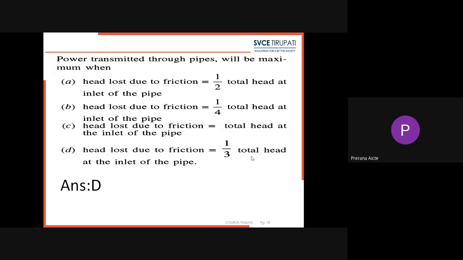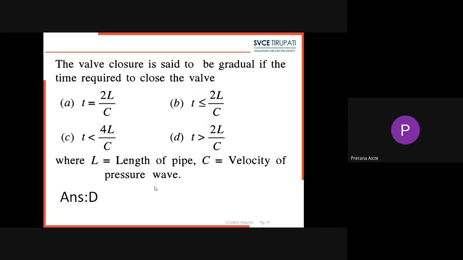Another question. The power transmitted through pipes will be maximum when the head loss due to friction is equal to one-third of the total head at the inlet of the pipe. So the power transmitted through the pipe will be maximum when the head loss due to friction is equal to one-third of the total head at the inlet of the pipe.